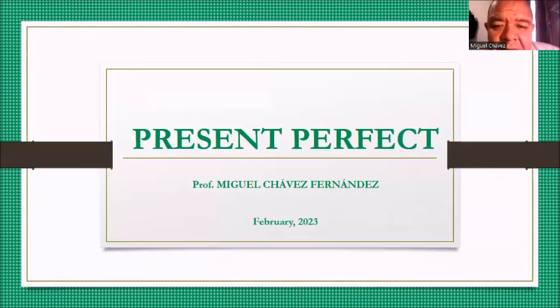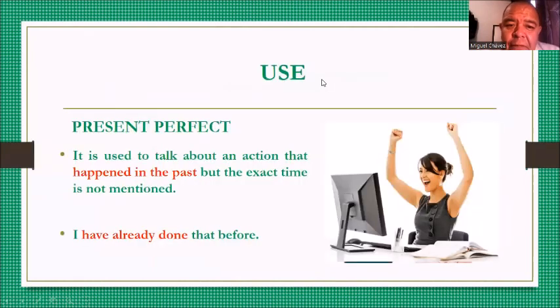Our topic today is present perfect tense. We are going to check the uses and structure for this tense. The first use for the present perfect is to talk about an action that happened in the past, but the exact time is not mentioned. For example, I have already done that before.